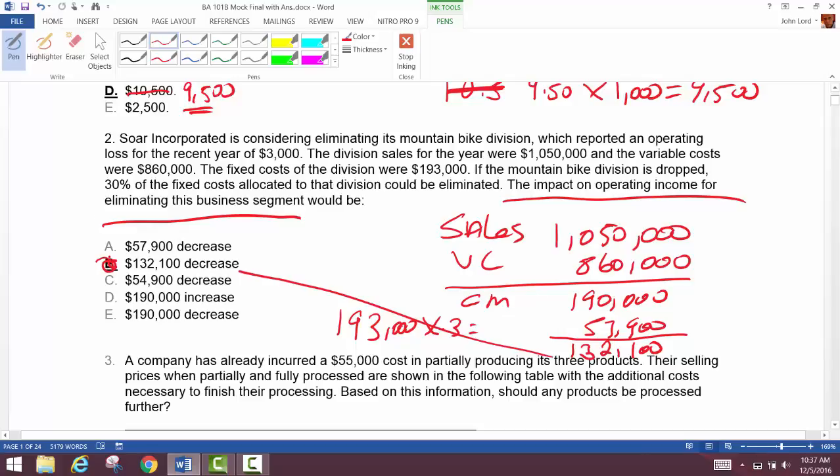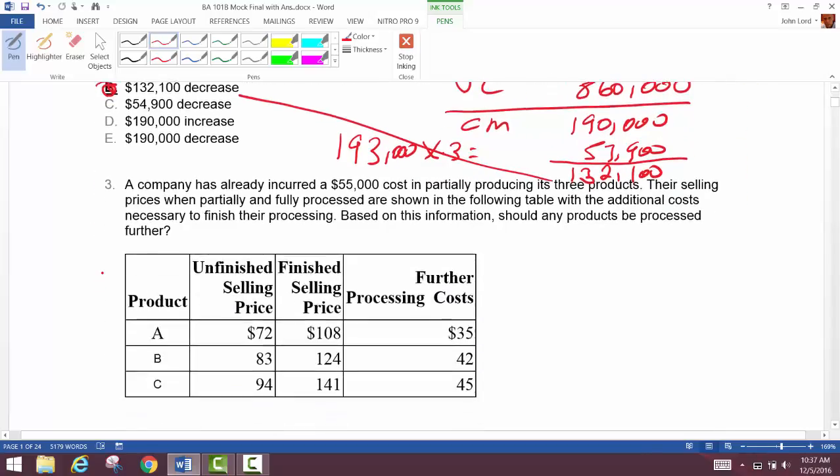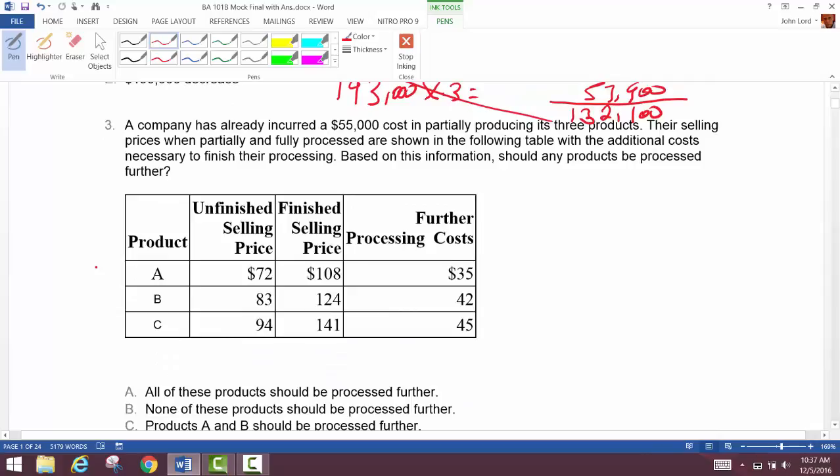Okay, good. Stop me if you have a question because I'm going to roll. Number 3, a company has already incurred 55,000 cost in partially producing its 3 products. Their selling prices when partially and fully processed are shown in the following table with the additional cost necessary to finish their product. Based on this information, should any products be processed further? And so what are we going to do? We're going to look at the selling price minus the cost to further process.